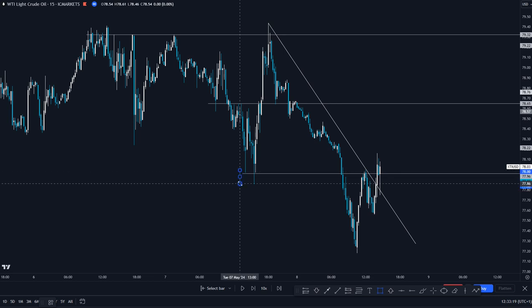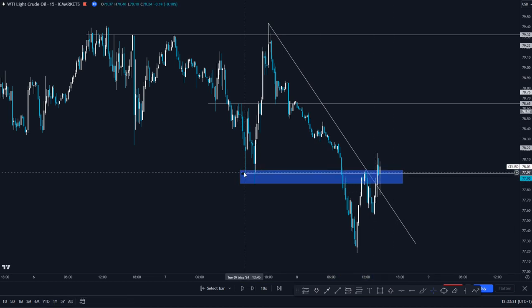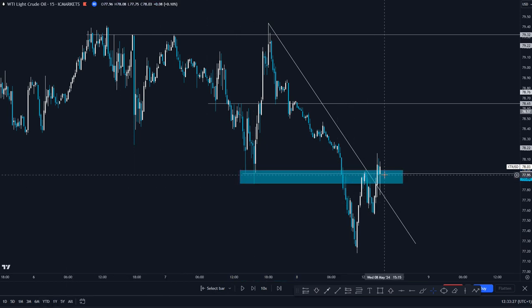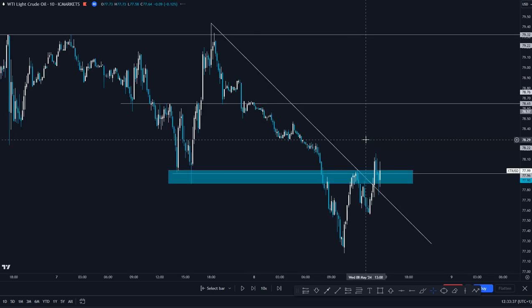So if we just draw a zone for the whole support and resistance, and let me just change the color of this so it's a bit easier on the eye. This was the area of interest. I identified that price had broken the lower high within the market. I identified that price had broken the downward trend line. So based on the 10-minute, I then got this engulfing candle.